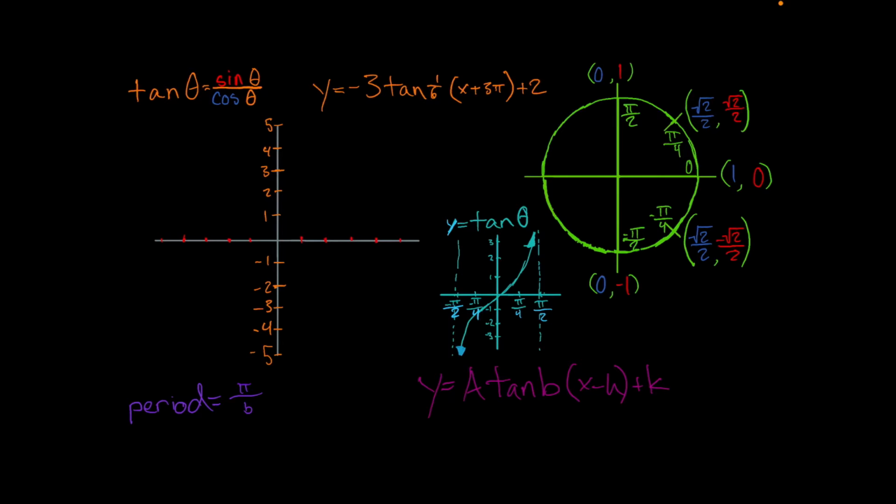Alright, so how do we graph y equals negative 3 times the tangent of 1/6 times (x plus 3 pi) plus 2? Well, first of all, let's just find the period. The period is pi divided by b, and b is being multiplied by the parentheses. 1/6 is being multiplied by the parentheses. So we can conclude that our period equals pi divided by 1/6, which equals pi times 6, which equals 6 pi. So our period is 6 pi.